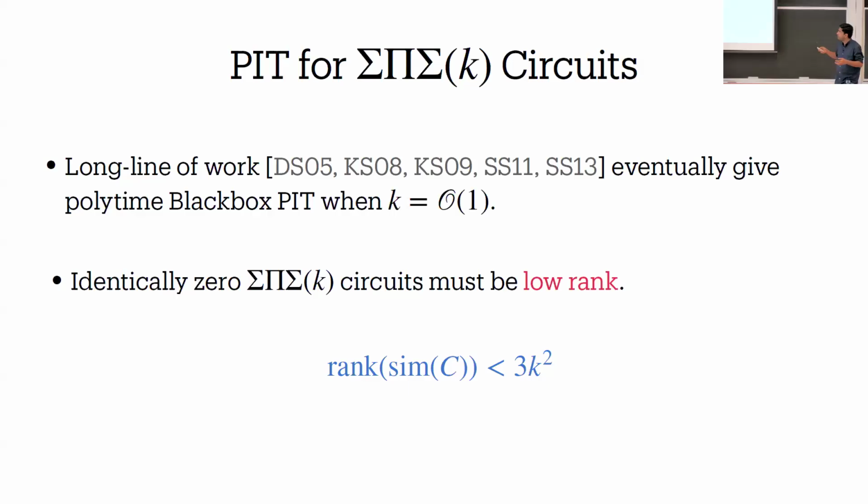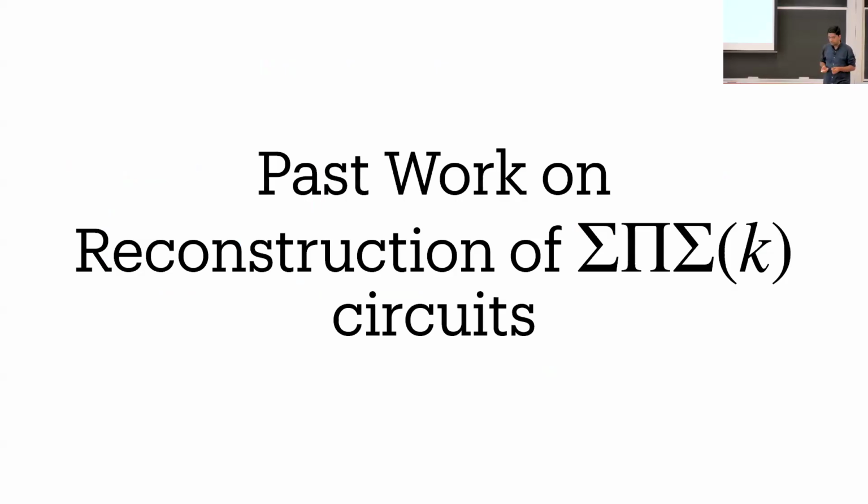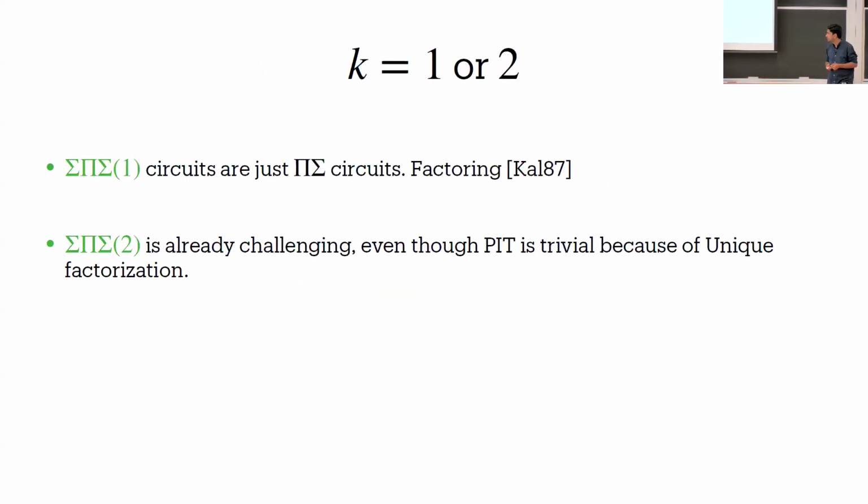So we have known these structural results since 2013, but what do we know about reconstruction for these types of circuits? If the top fan-in is 1, when k is 1, this is just a pi sigma circuit, which we discussed. It's just factoring, and we know algorithms for that.